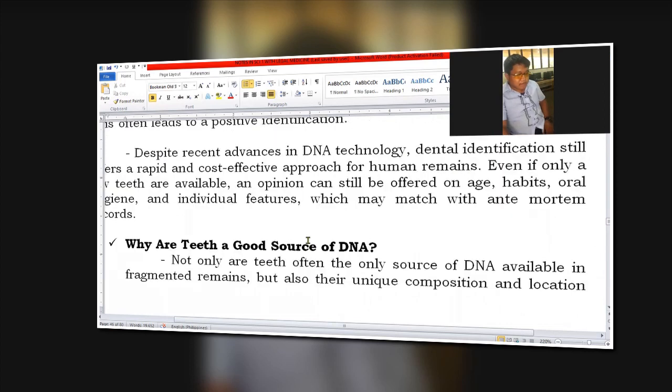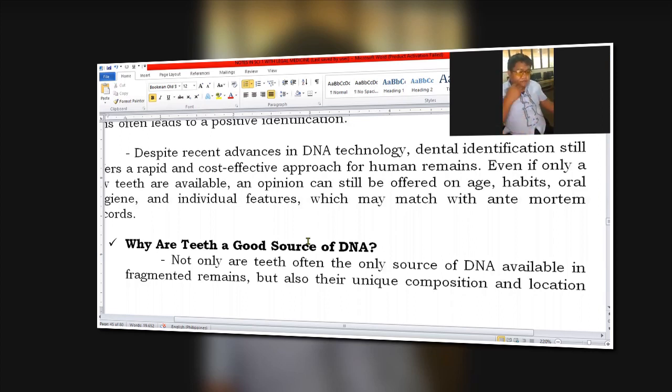The bones, when they stay long, also deteriorate. Their insides also get damaged the longer time passes. But the teeth, as I said a while ago, have protection. What is inside our teeth is protected by enamel, which is the hardest substance of the body. That is why it is a good source of DNA sample for purposes of DNA analysis. So that is how important it is.